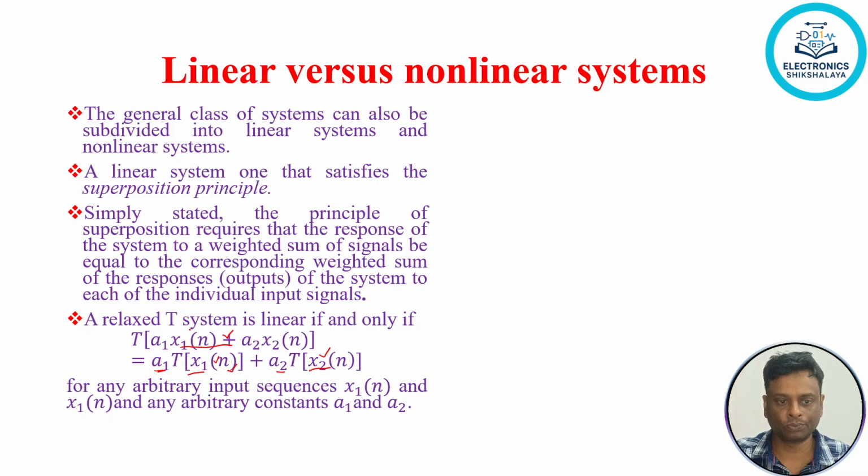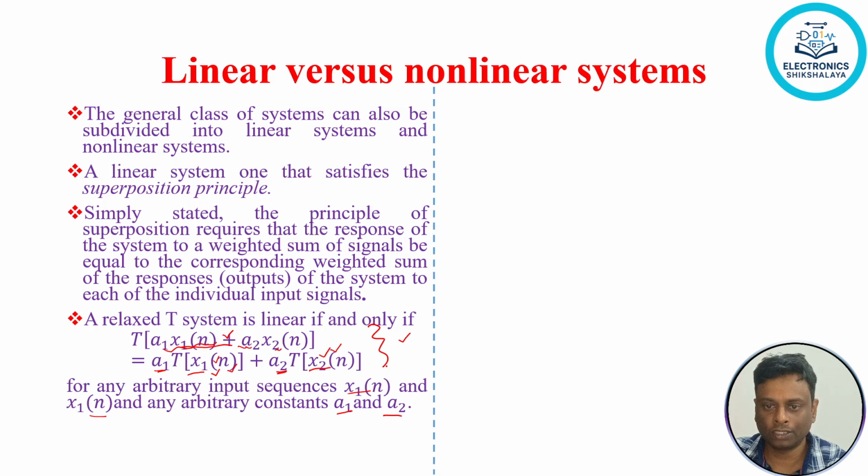But in the other case, the input is already the weighted sum of the signals. So the total a1 x1 of n plus a2 x2 of n is applied to the system. In the other case, we apply x1 of n, then x2 of n, multiply by the weights, and sum it up. If these two are equal, then the superposition theorem is applicable. Here x1 of n and x2 of n are arbitrary input sequences, these are discrete-time sequences, and a1 and a2 are arbitrary constants.